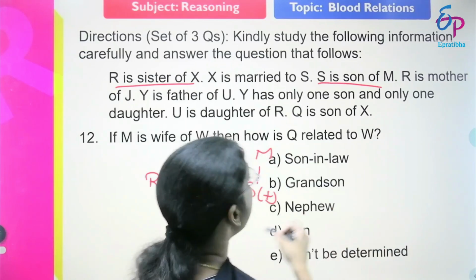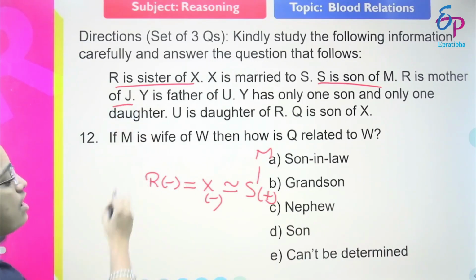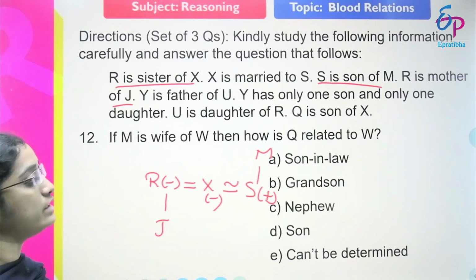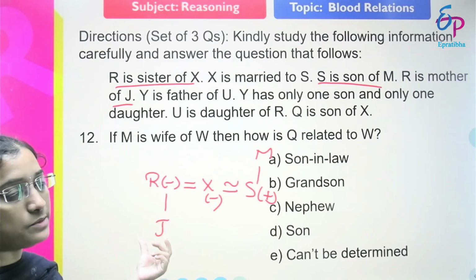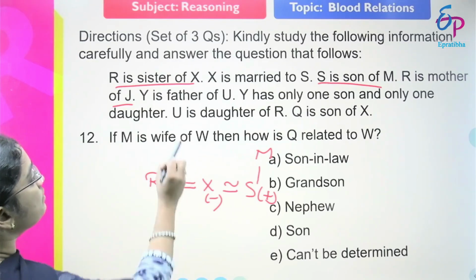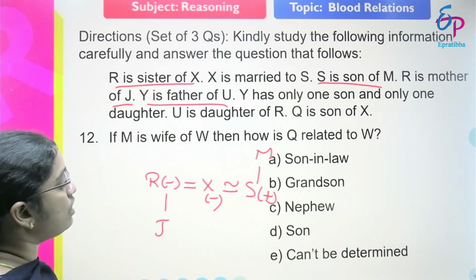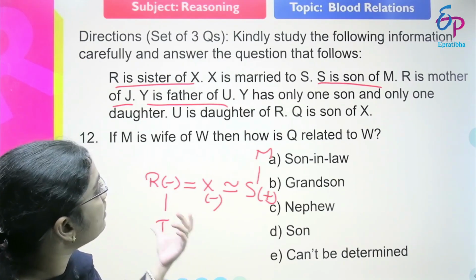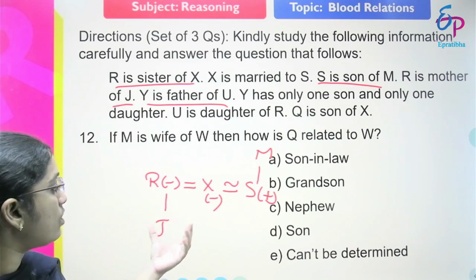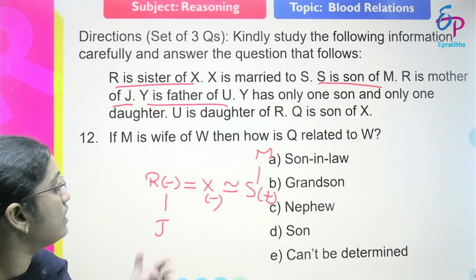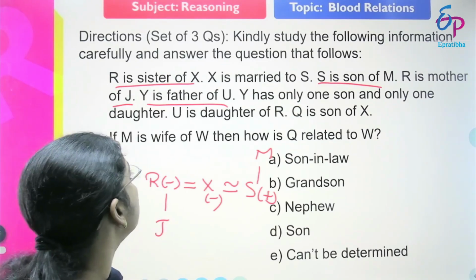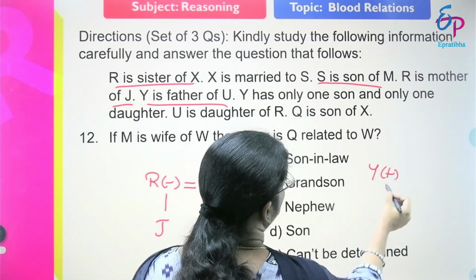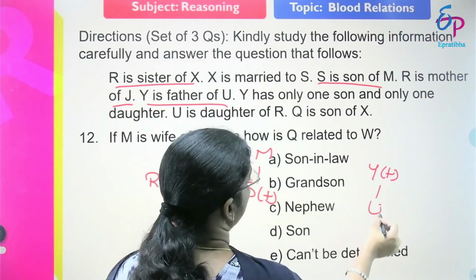Then next one, R is mother of J, friends. So here we need to take R is mother of J. So J is in the next generation. Then next, Y is father of U. But in this diagram we are not having U, friends, right? So we are not getting U here and we are not getting Y also. So that means we need to take a separate diagram. So here I am taking Y is father of U.